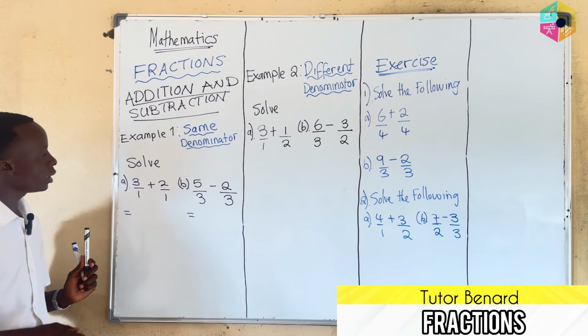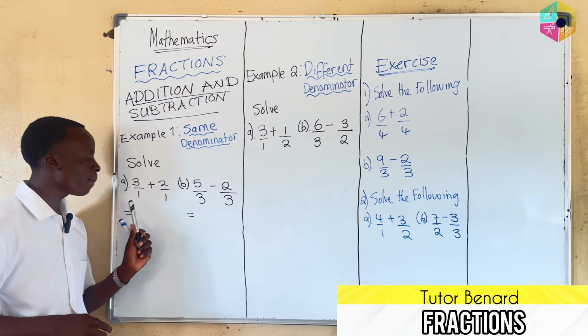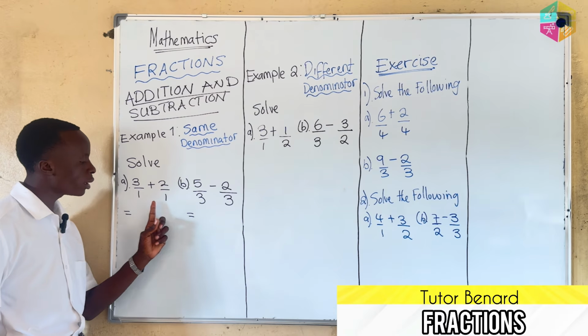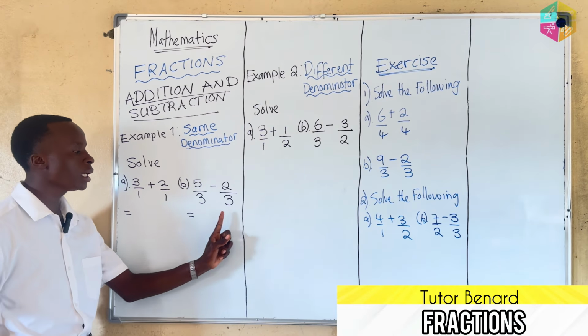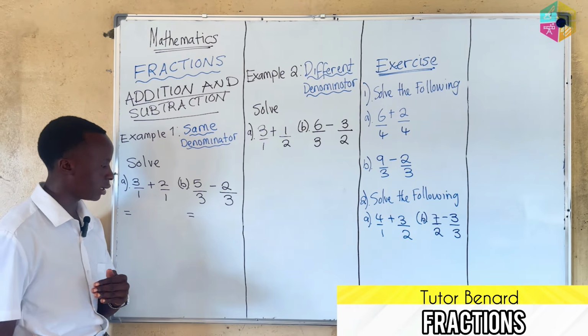Our first question says solve 3 over 1 plus 2 over 1. When you observe your two denominators, they are the same. This is 1, that is 1. The second question, this is 3, that is 3. Meaning our question here is based on same denominators.